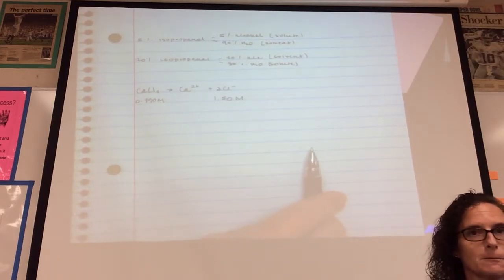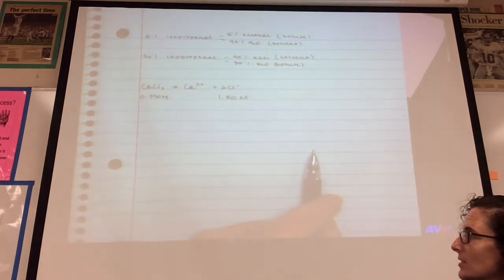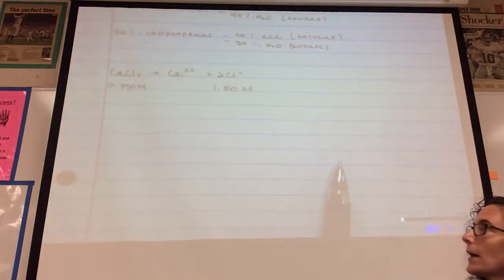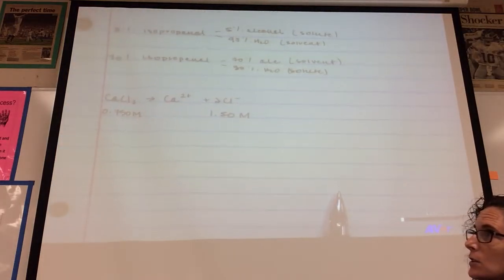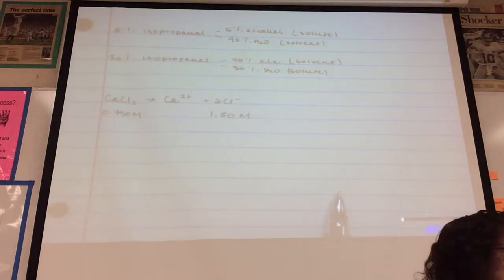Which was your favorite? Reactions in aqueous solutions. Sure it is. That's kind of crooked. That's a little better. All right, you're good so far? Yes? Okay.